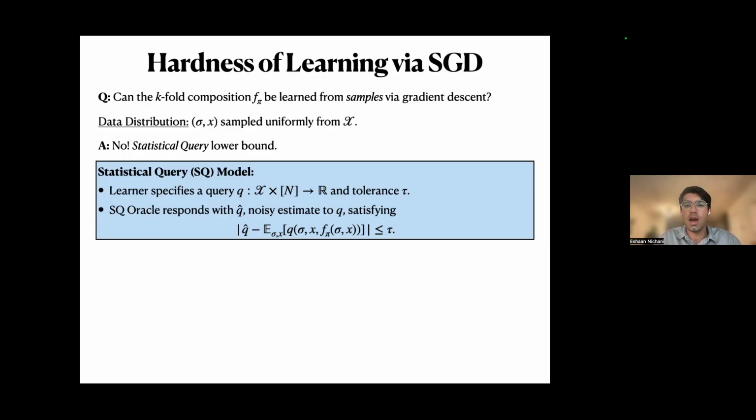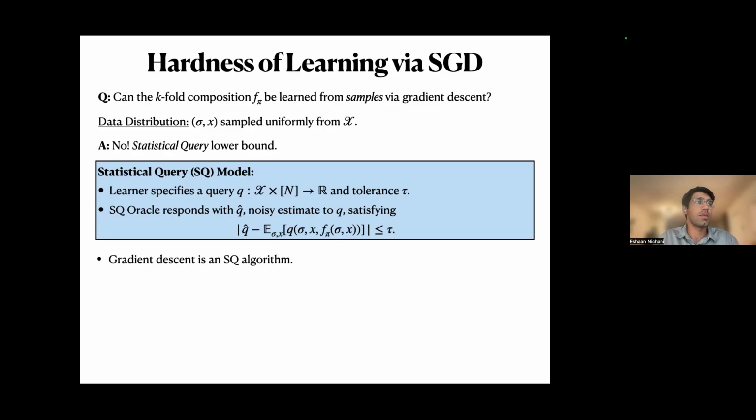So many common algorithms, such as gradient descent, can be understood in this SQ model. Indeed, if you write down the gradient with respect to some parameter, the population gradient can be simply expressed as some population average of a specific query Q. Okay, so as a result, the number of queries that are needed to learn in the SQ model is a useful proxy for the computational difficulty of learning via gradient descent.